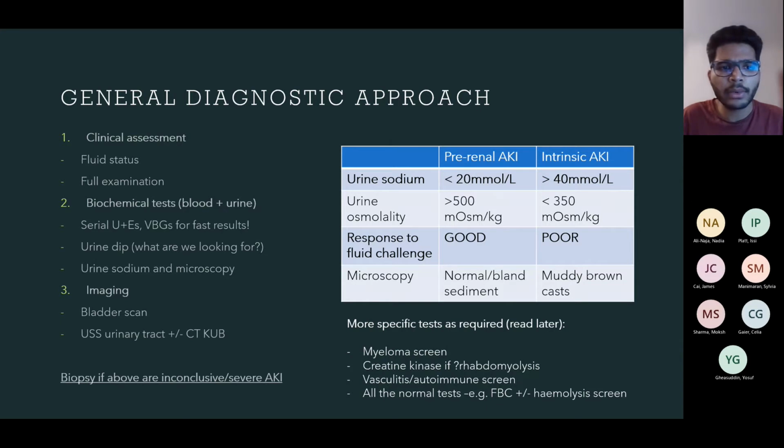If there are any questions about diagnosing an AKI or finding the cause of it, please do post them in the chat and I'll come to them in a second.